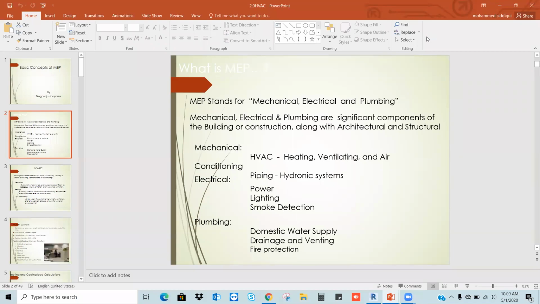So let us discuss the MEP. MEP stands for mechanical, electrical, and plumbing. So far we have discussed the architecture and structure. This is the building's basic skeleton, and within the building we are going to design and construct these MEP services.